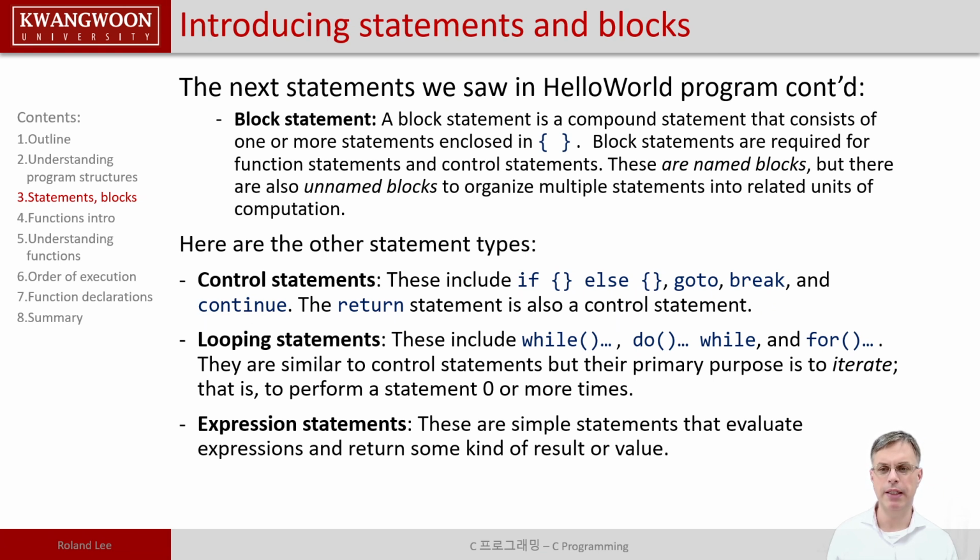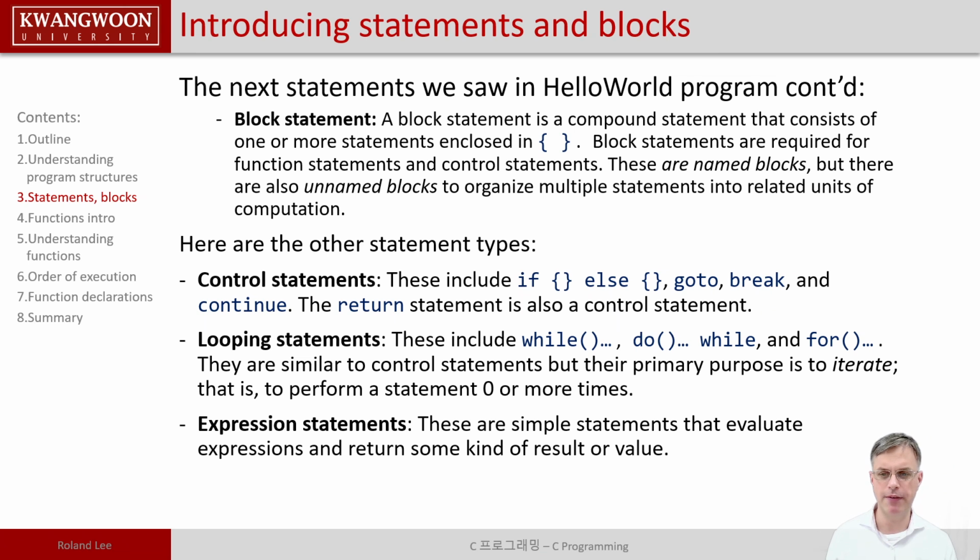For completeness, here are other statement types that we will encounter later on. Control statement is the following. This includes if, else, or goto, and break and continue. These are control statements. The return statement is also a control statement, like a function call statement. These change the order of execution of statements within a function. Each has a well-defined structure.